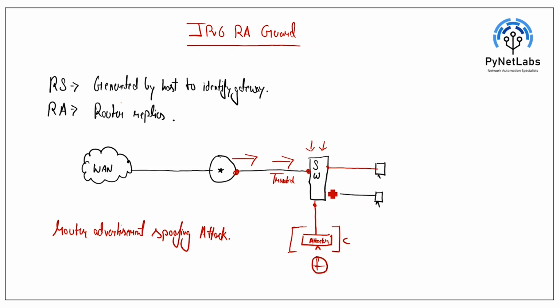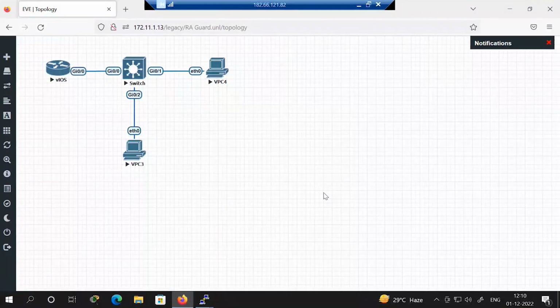So let's see a quick lab scenario that we are going to configure. Let me share my lab screen. I got this topology here. Now in this topology, the first thing we are going to do is create some trusted interfaces and some untrusted interfaces.